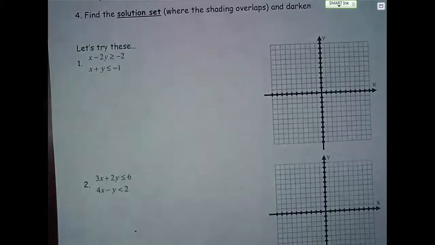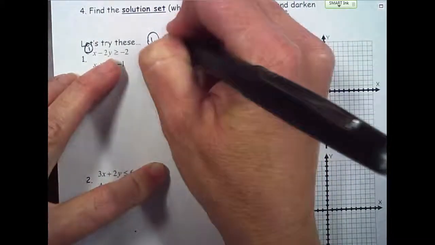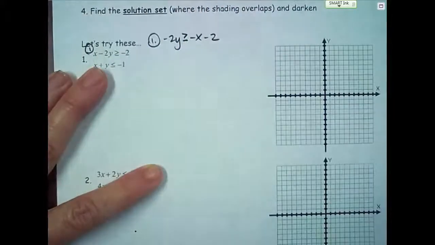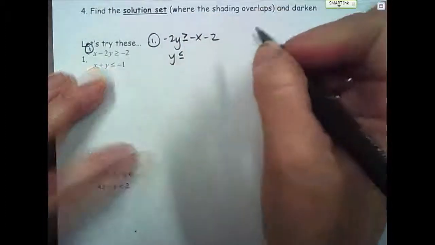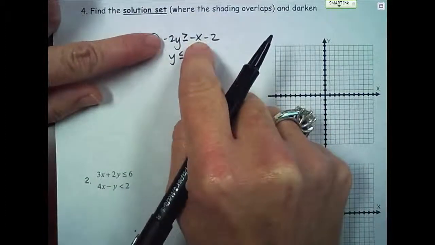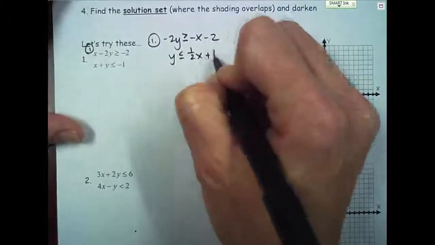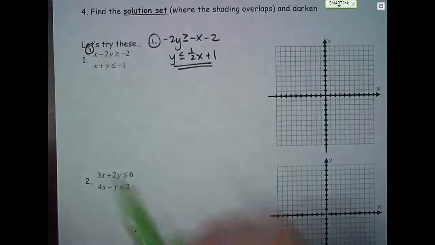So let's graph number 1. Again, solving for y, like I said, guys, that's going to be the biggest mistake, so be careful. Negative 2y greater than or equal to negative x minus 2. We're dividing by negative, so we have to flip the direction of the inequality. It was already a negative, so it turns positive. So positive 1/2 x plus 1. That's tricky. Be careful. Now graph your second line.